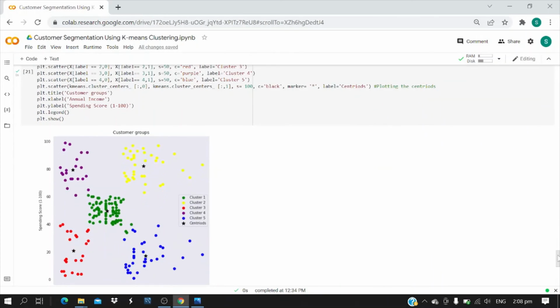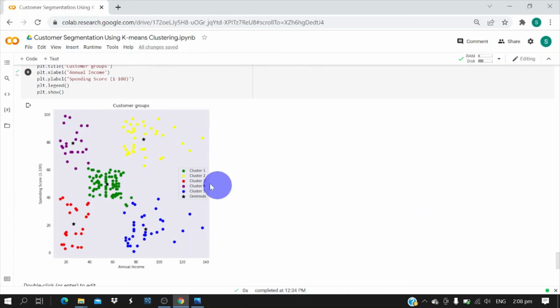So let's see what the scatter plot says. Over here, remember there are five clusters. That means the customers have been grouped into five segments. We have cluster one, cluster two, cluster three, cluster four, cluster five. This star marker is the centroid for each of the clusters, and that's why you see the points are gathered around the centroid.